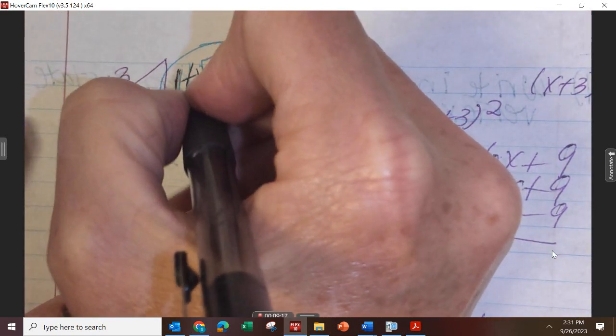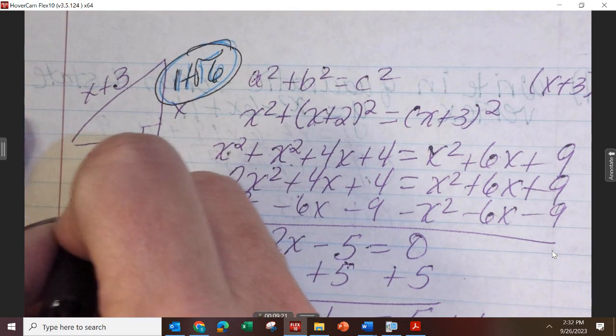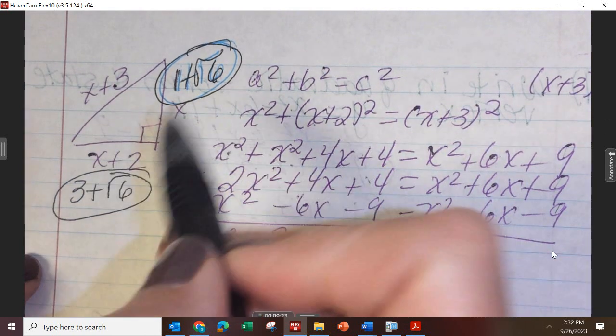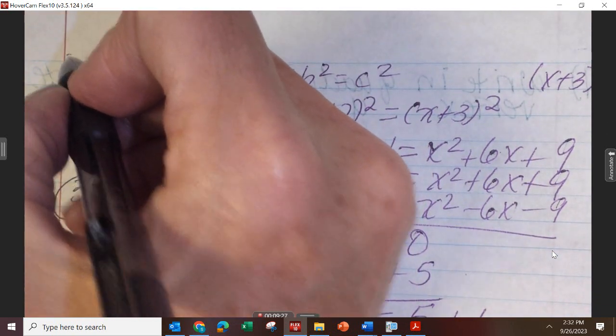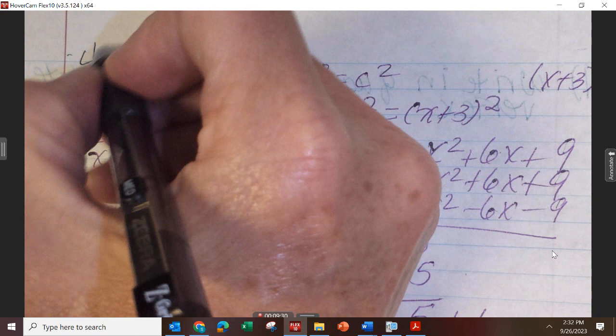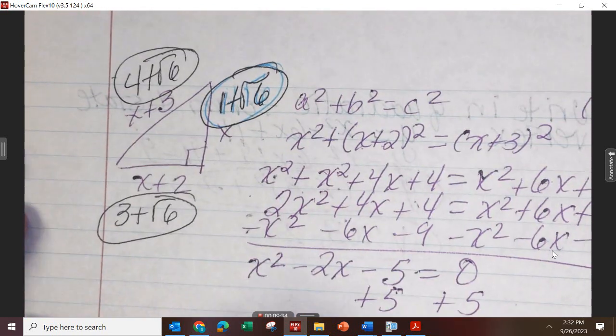So I have, this is 1 plus radical 6. This is going to be 2 more, so it's 3 plus radical 6. This is going to be 3 more than this, so what's it going to be? 4 plus radical 6. The question asked us to find the perimeter.